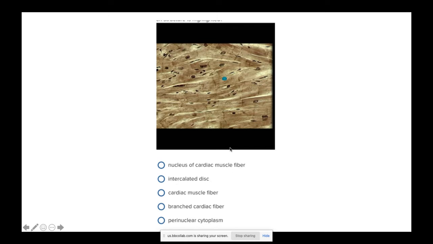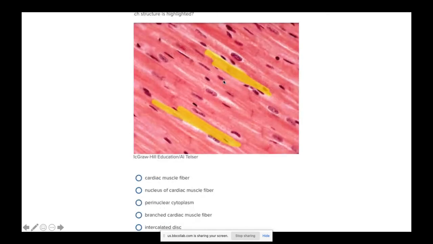If it was an intercalated disc, those are these lines that are running perpendicular. Remember, the intercalated discs are where cardiomyocytes or muscle fibers come together and join. And if we open them up and look inside of those intercalated discs, we would see gap junctions. Those are the type of junctions that brought the heart cells together. All right, so that would be the nucleus.